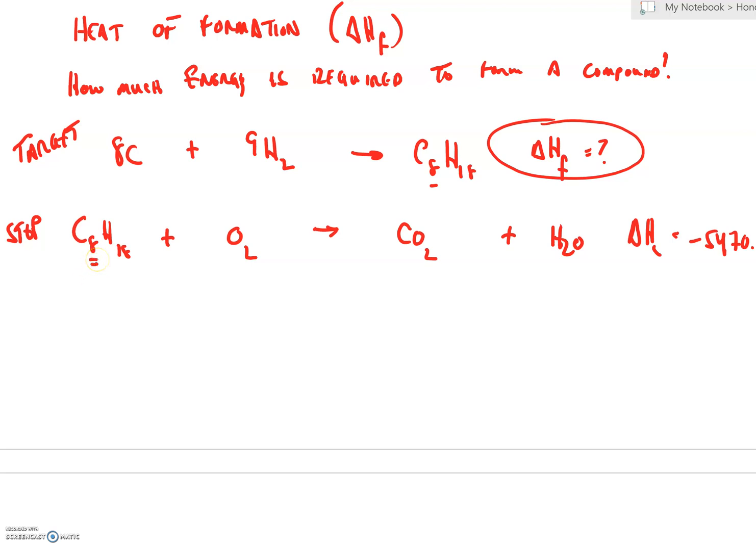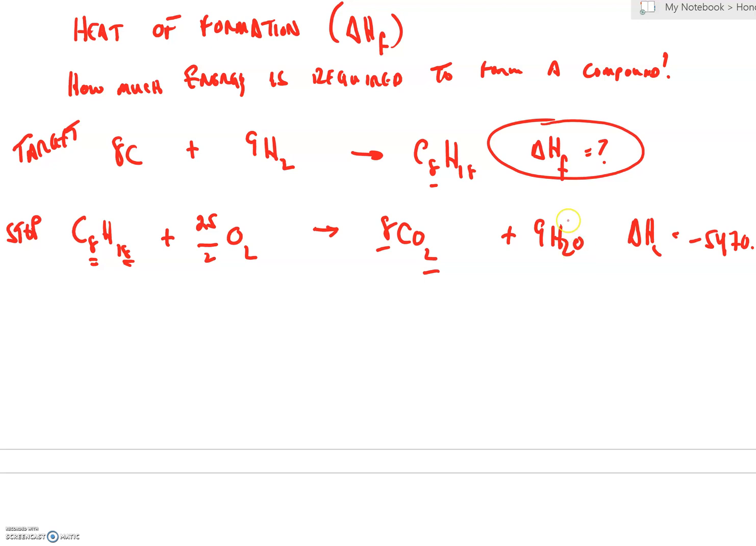So there are 8 carbons here. We'll put an 8 here. There are 18 hydrogens here. We'll put a 9 here. And that's going to make this tricky because 9 oxygens plus another 16, right? 8 times 2 is 16. That's 25. So we'll just say 25 halves of an O2 here. All right, so there's our balanced chemical equation.